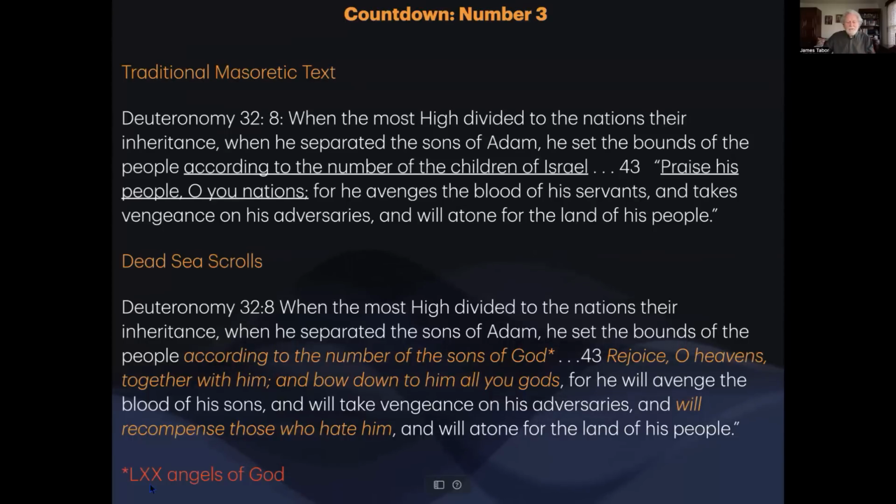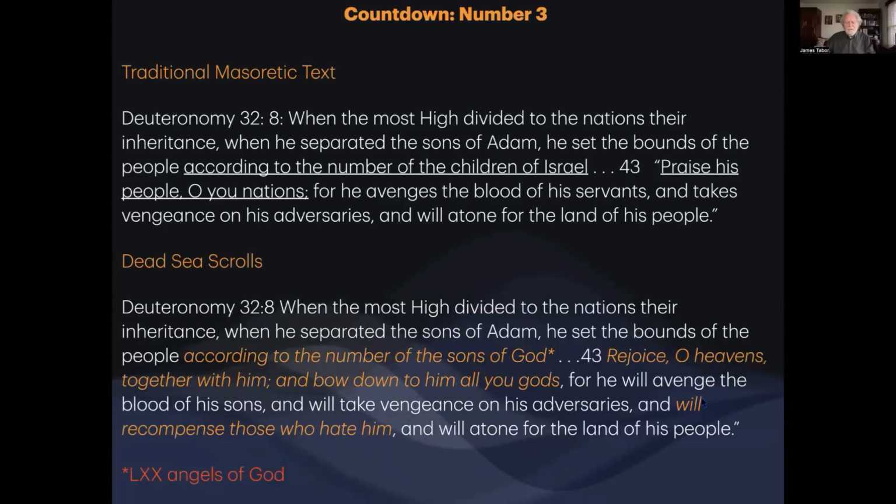Probably referring to the angels. The Septuagint, or LXX, the 70 we call it, has the angels of God, not the children of Israel. And then it goes on to say, notice here, "Praise his people, O you nations, rejoice, O heavens, together with him, bow down to him, all you gods," these other gods of the nations, "for he will avenge the blood of his sons, will take vengeance on his adversaries, and will recompense those who hate him." So that phrase is dropped out, "and will atone for the land of his people." So a completely different reading and an addition.